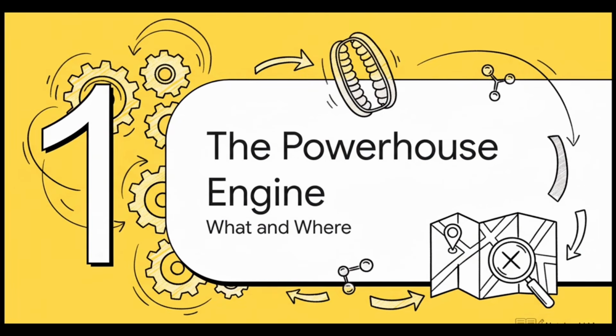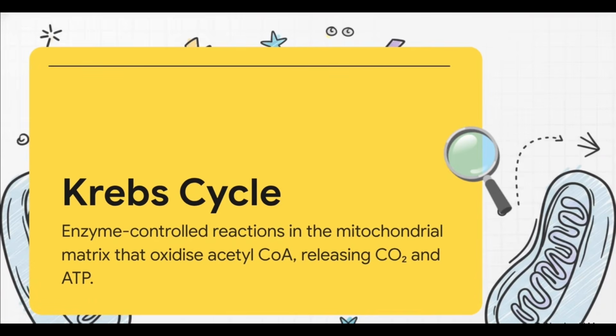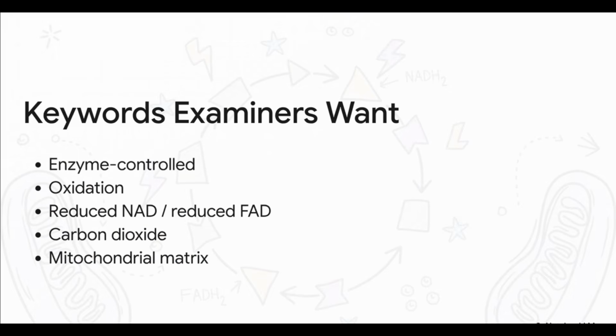So, before we can see how this little engine actually runs, we first need to get our bearings. What exactly is it, and where in the world do you find it? Okay, here it is. This is the formal textbook definition, the one you'd want to have in your back pocket for an exam. And trust me, every single word here matters. From enzyme controlled, which tells us it's a super precise process, to oxidized, which is the chemical key to unlocking all that energy. And speaking of exams, these are the non-negotiable keywords.